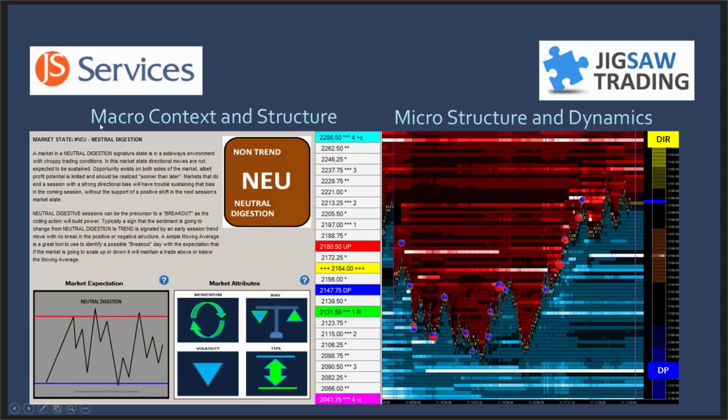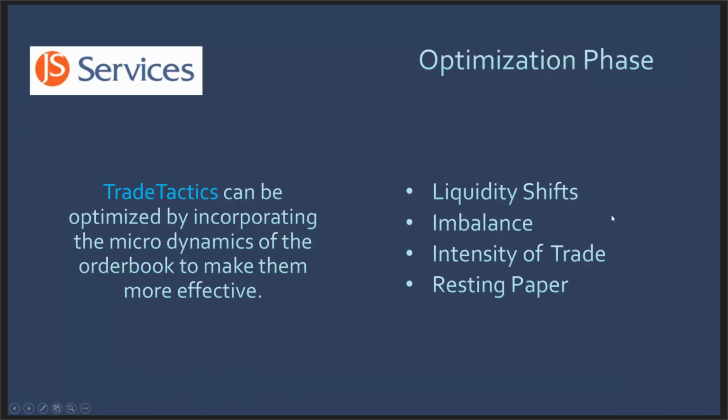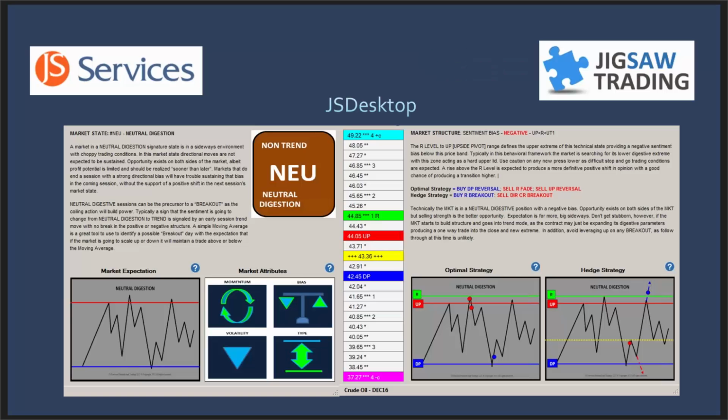And so, with the desktop application, again, it's awareness. It's just improving your awareness. Here's the macro context and structure, and here's the microstructure and dynamics. So TradeTactics can be optimized by incorporating the microdynamics of the order book to make them more effective. So we're going to take a look at liquidity shifts, imbalance, intensity of trade, and resting paper.